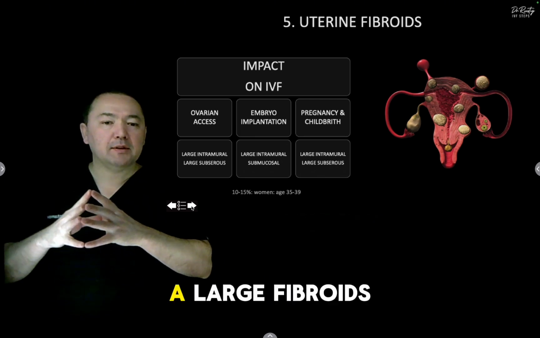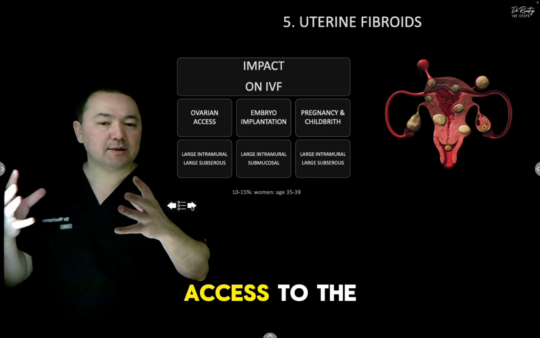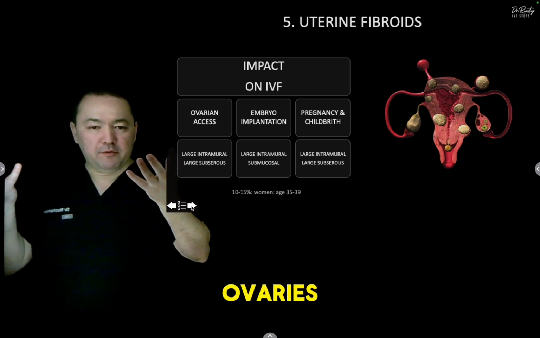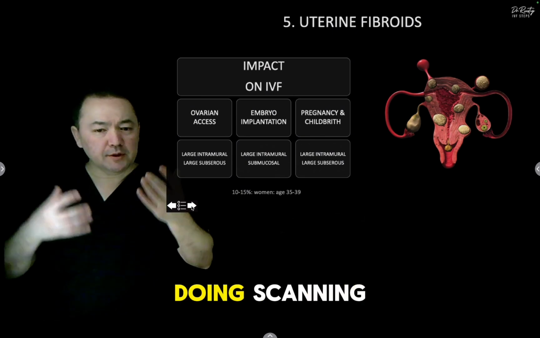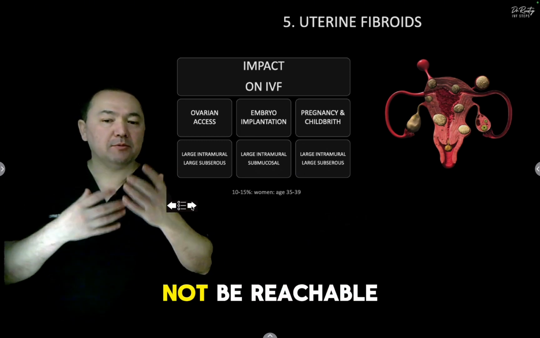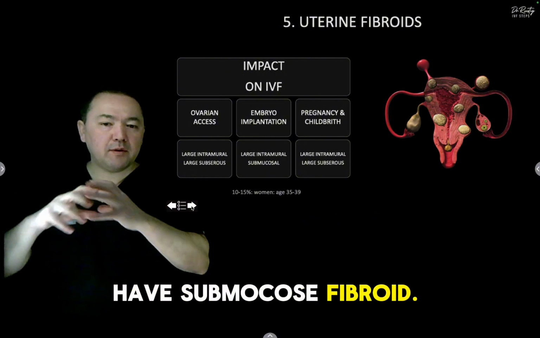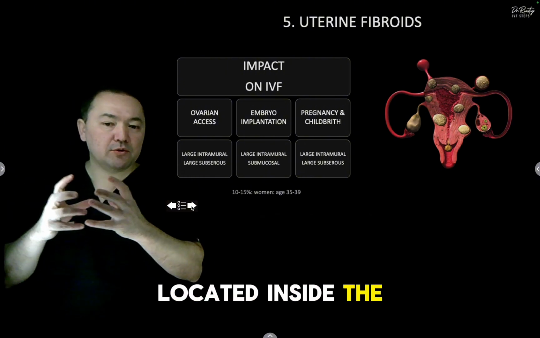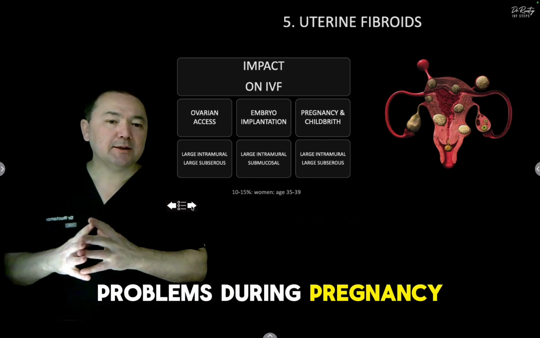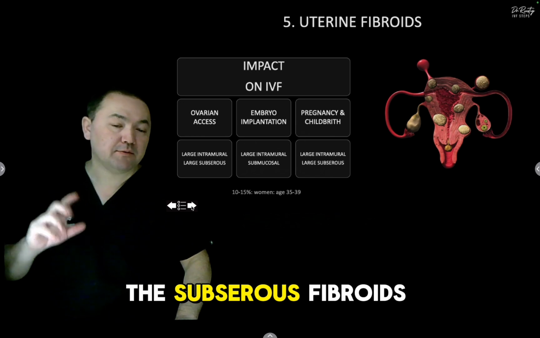If you have large fibroids, it can reduce access to the ovaries because fibroids can grow with the uterus, and they can pull up the ovaries. That means that when you're doing scanning, you may not be able to see the ovaries easily, and when you're doing egg collection, your ovaries may not be reachable. It can also reduce your chance of implantation, especially if you have a submucous fibroid which is located inside the uterine cavity where the implantation should take place, and it can cause problems during pregnancy if you have a degeneration of the fibroid or torsion of the subserous fibroids.